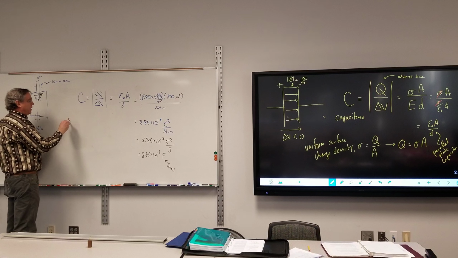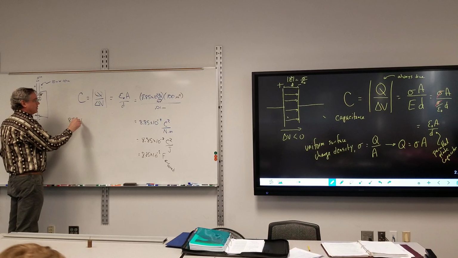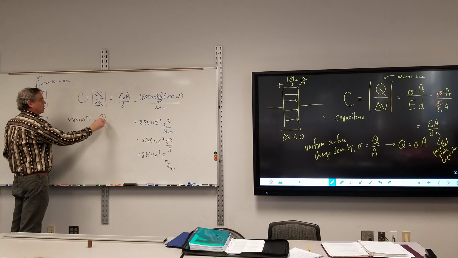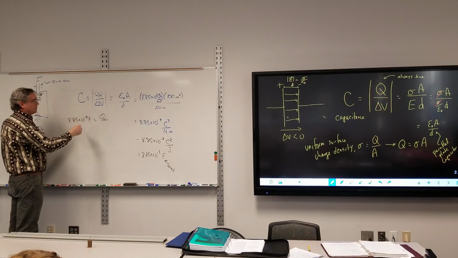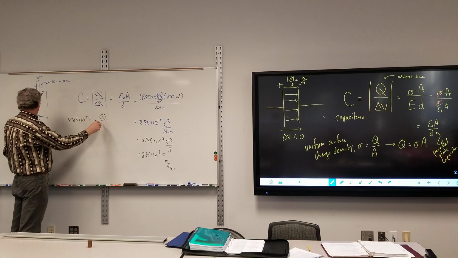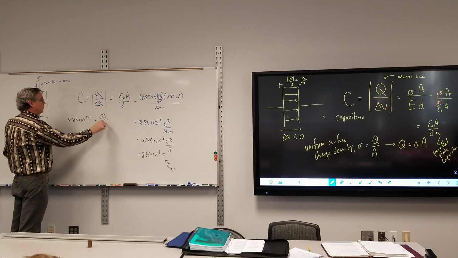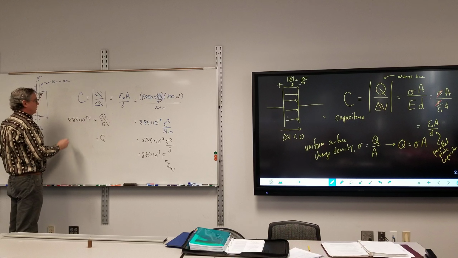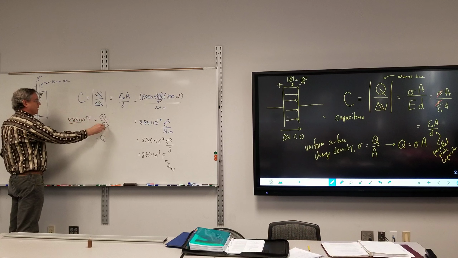And so I take my 8.85 times 10 to the negative 8 farads and set that equal to the charge on the plate, technically the charge on the positive plate, over 12 volts. And so the charge is whatever that times that is.